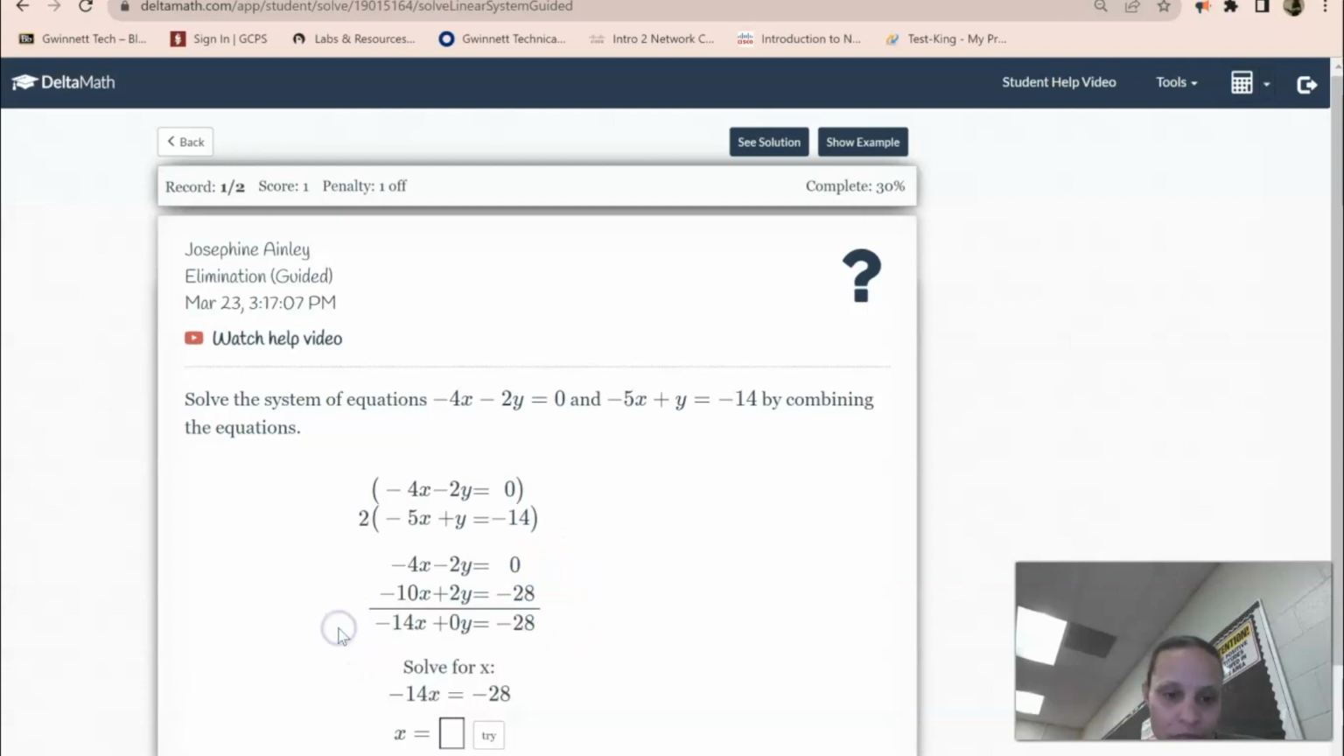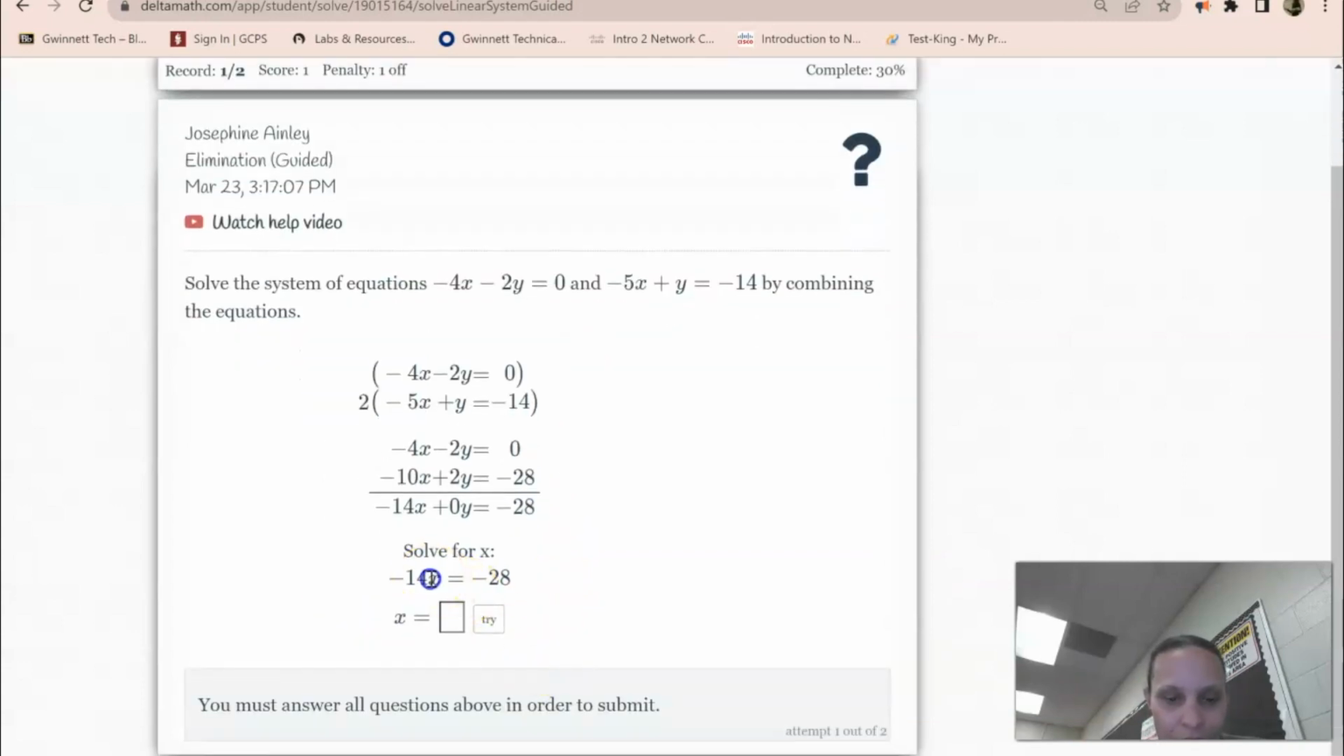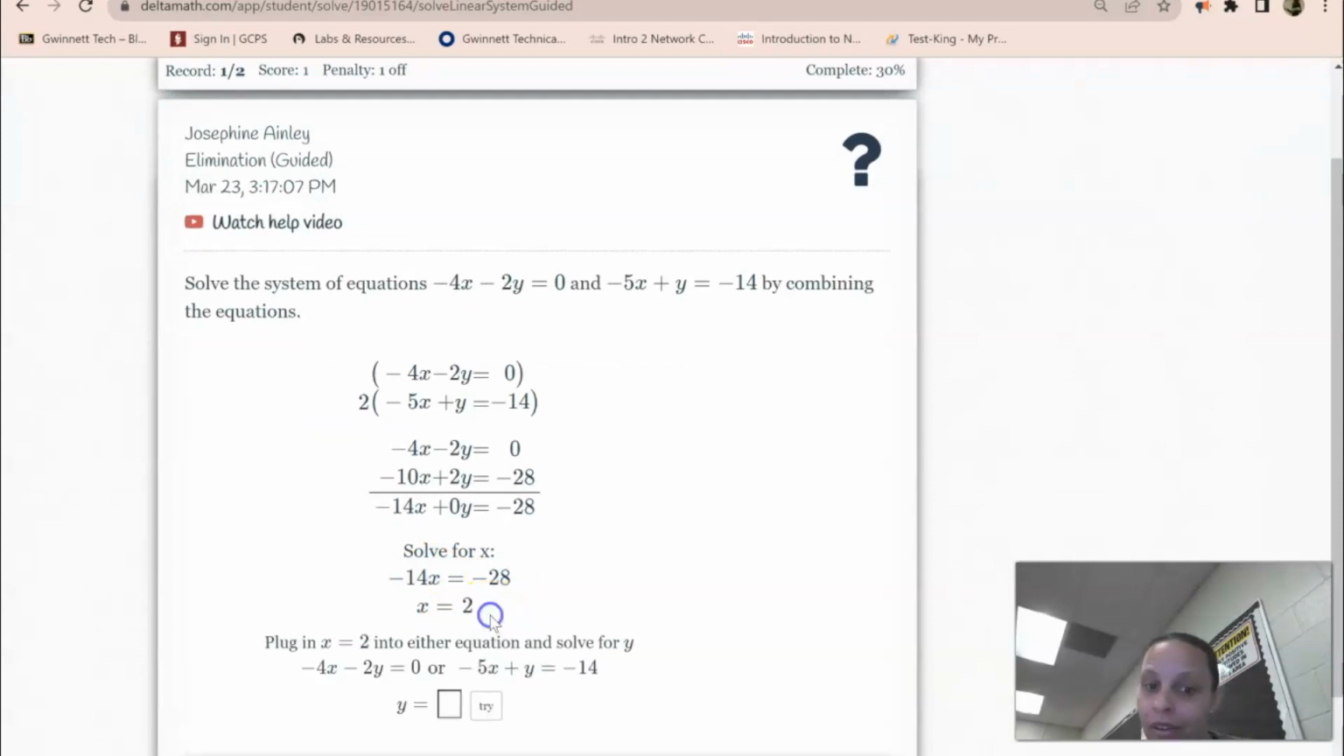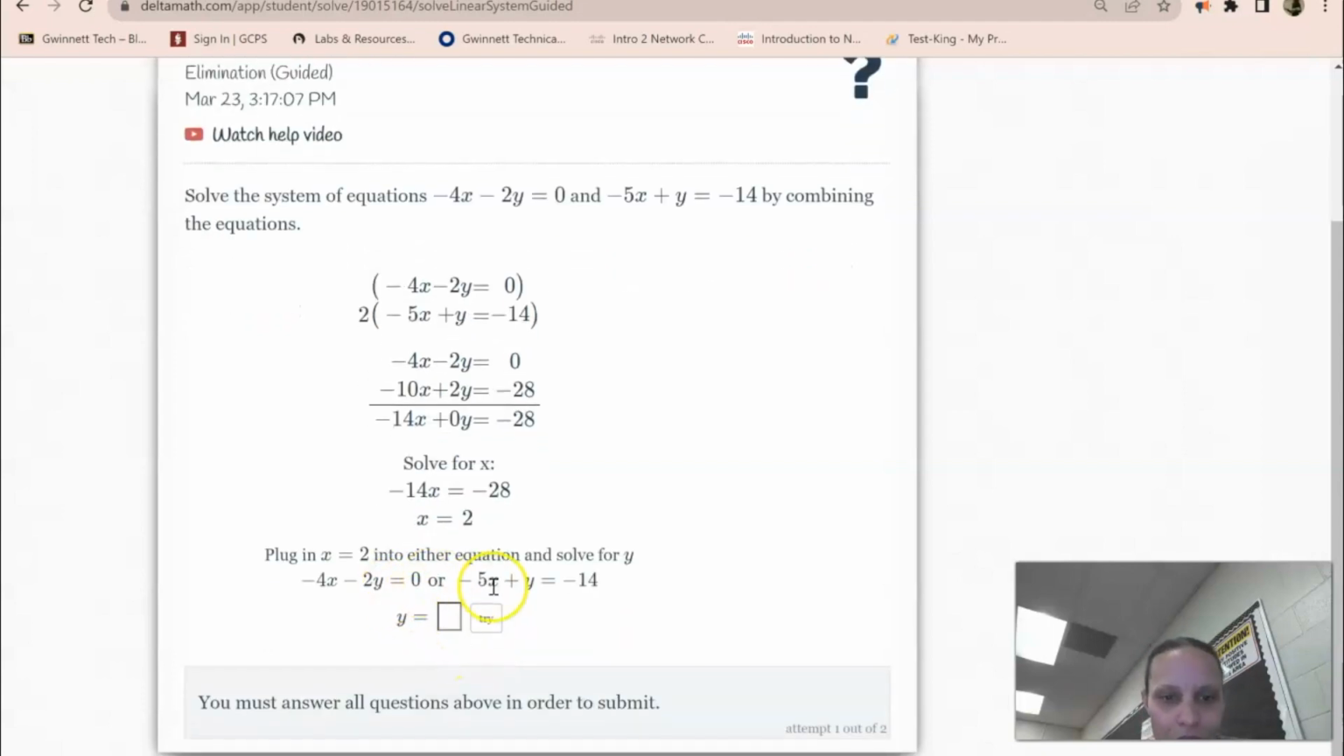And then we're going to try. Hey, if you're good to go, divide both sides by negative 14. So a negative divided by a negative is a positive. 28 divided by 14 is 2. Again, we're just trying. Plug in 2 to any one of these. It doesn't really matter, but I'm going to do this one because this one looks the most simple. Again, doesn't matter which one you pick.